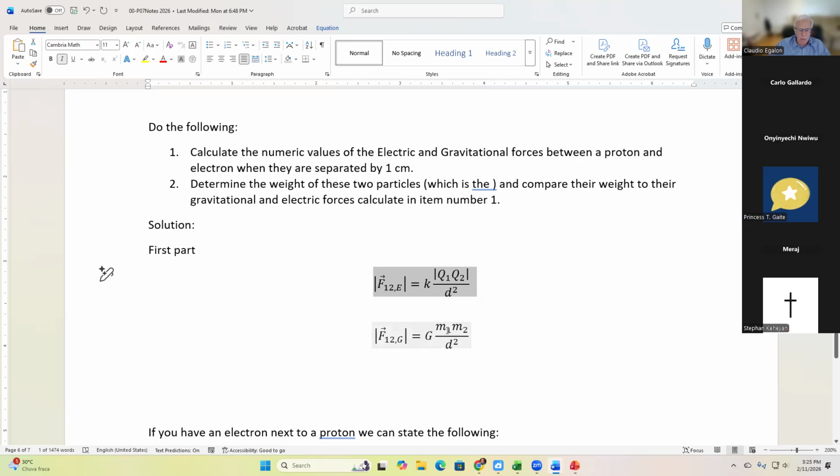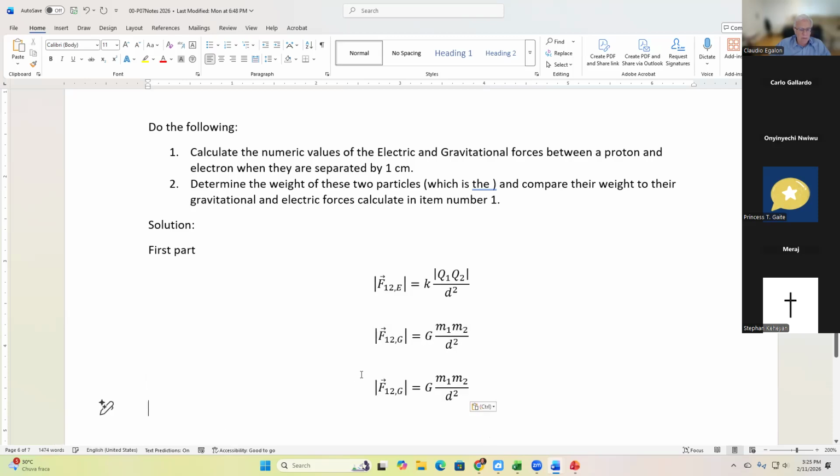Let's not forget, here is going to be the mass of the electron, and here the mass of the proton. Let's leave it M1 and M2, so I don't have to change my notation here. What I'm going to do is divide this by this one and see the order of magnitude we're talking about. If the number is more than 1, if we take the ratio between those two, then it means the gravitational force is larger than the electric force.